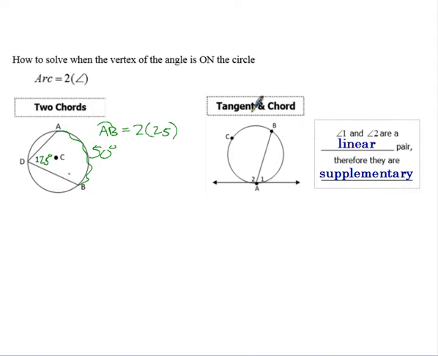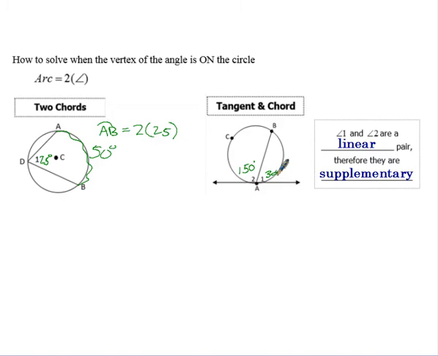Another approach is if I have a tangent and a chord. Remember, the tangent line touches the circle at one point, and a chord goes through the circle. Again, it doesn't have to go through the center. Angle 1 and angle 2 in this example are a linear pair. Therefore, these angles are supplementary, meaning 1 plus 2 is going to equal 180. Let's say angle 2 is equal to 150 degrees. Then we would know that angle 1 would have to equal 30 degrees.